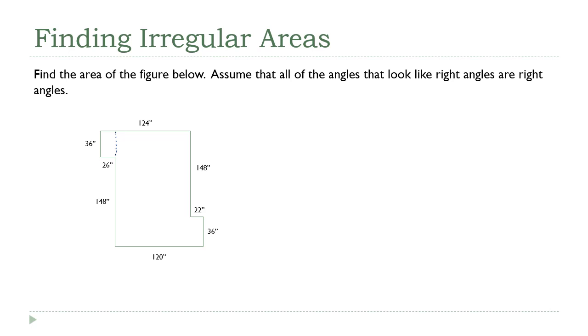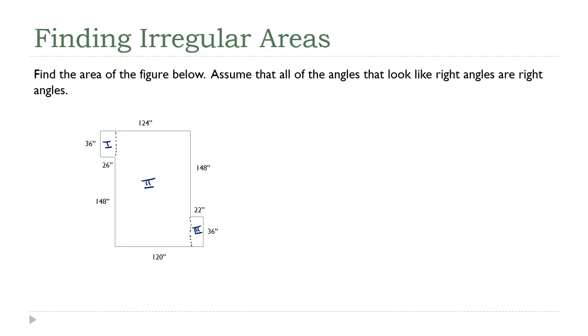So that makes a rectangle out of this upper left-hand piece. And I'm going to draw another line here. That's going to make another rectangle out of the bottom piece. And I've got that big rectangle in the middle. Okay, so how can I find the total area? Well, let's label these. I'm going to call this region 1. And I'm going to call this region 2. And I'm going to call this region 3.